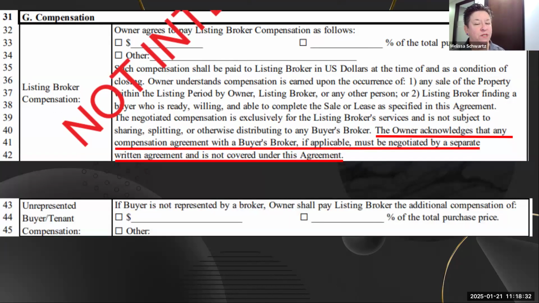Unrepresented buyer tenant compensation. I am getting more and more calls from agents that are doing unrepresented buyers. They walk into an open house. They want to make an offer. They do not want representation. No matter what our agents have said, please go get represented. Please make sure when you are doing either this listing agreement or the ER or EA that you state what is being added, like added, right?